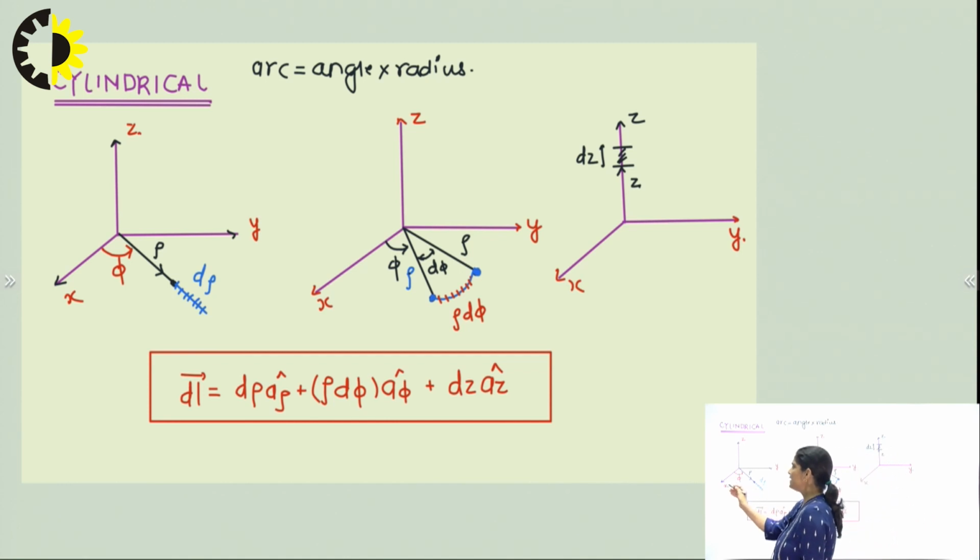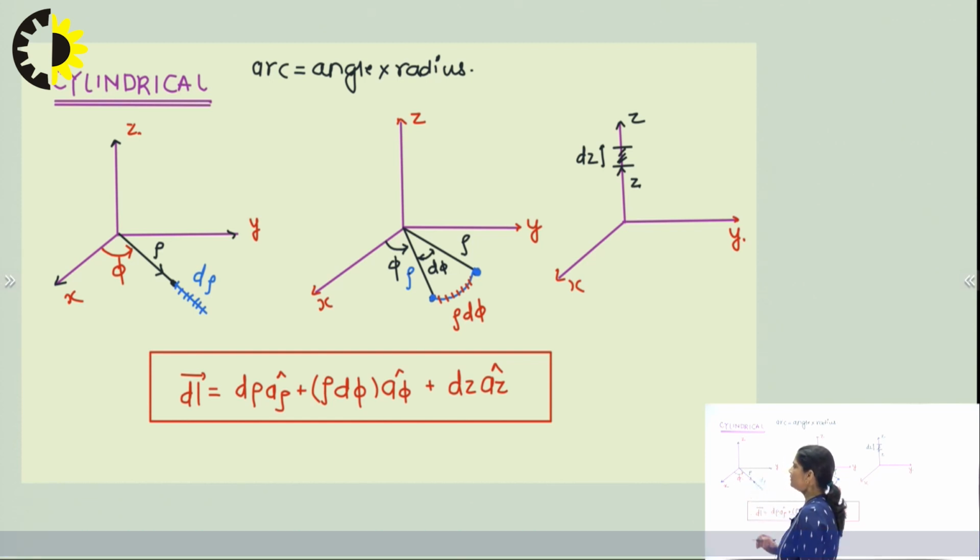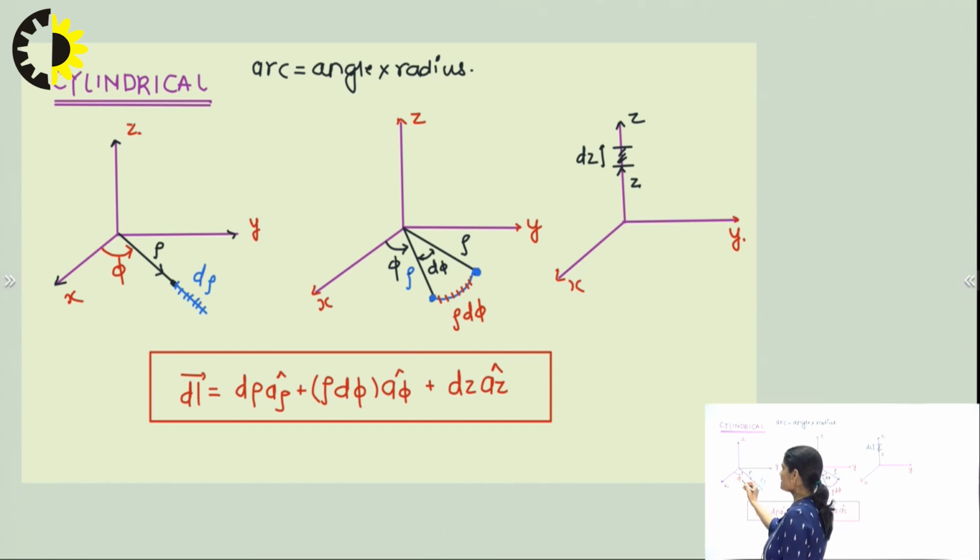Now here you can see x, y, z, these are the axes. We have already discussed how to write and represent the coordinates of cylindrical. Here this is rho, and this is phi, the angle between the x-axis and the line up to where we are considering rho. So this represents phi and this is represented as rho.